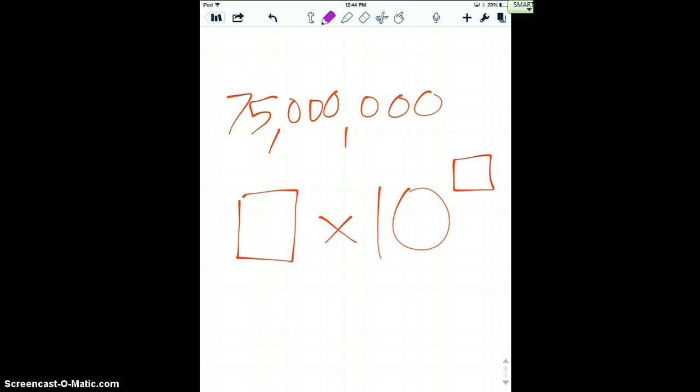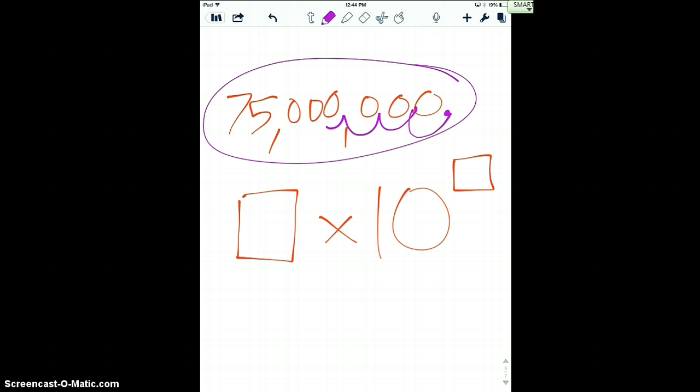So I need to get this number to be 1 or more, but less than 10. So the decimal's here right now. If I move it one spot, it's definitely not good. So I need to keep moving it until I get to a number that's between 1 and 10. So 75, no, 75 is not going to be good. That's not between 1 and 10. So if I move it here, 7.5, would that be between 1 and 10? Yes, it would. So I'm going to choose 7.5.